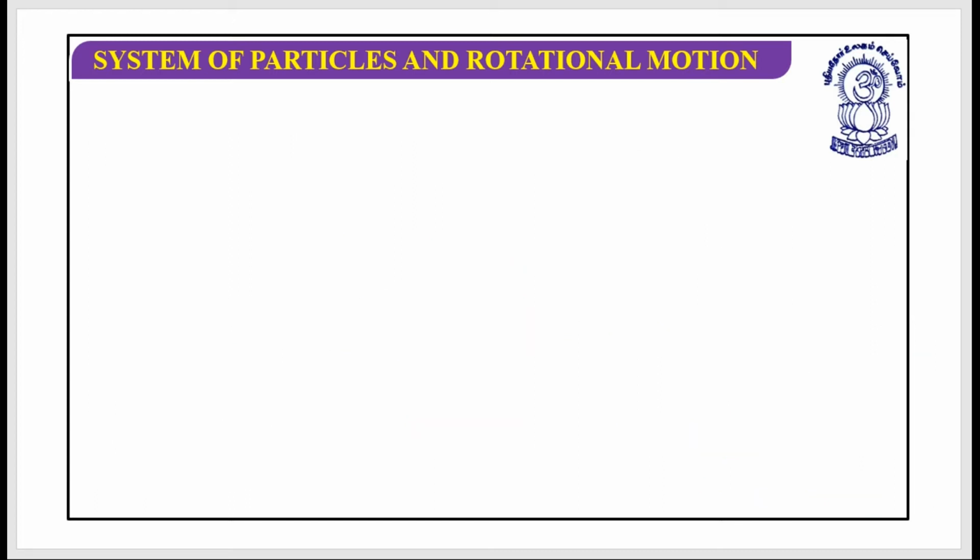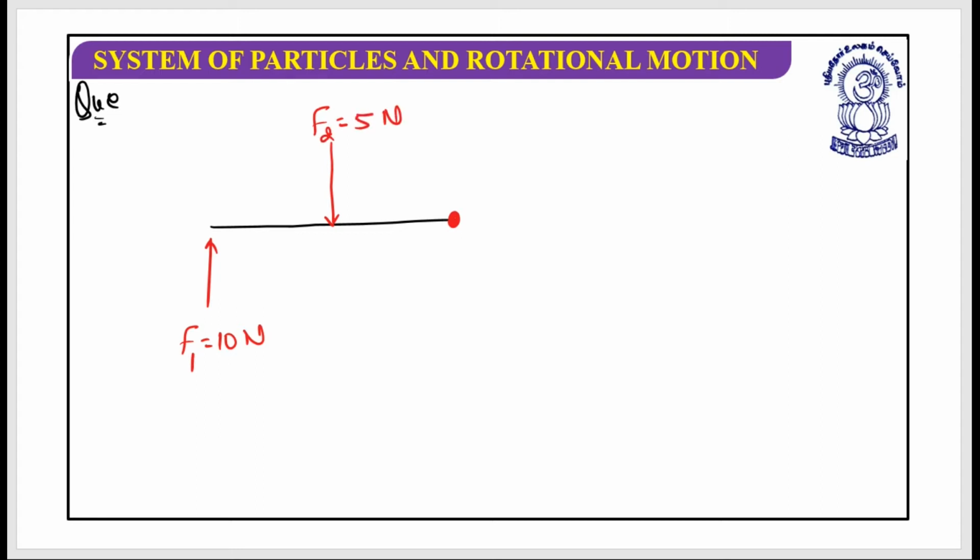Great. Let's work on one more question. Let's suppose this is the rod, and this rod is hinged over here. One of the forces is acting at this point. This is F1, which is 10 Newton. One of the forces is acting at this point. This is F2, which is 5 Newton. One of the forces is acting at this position. This is F3, which is 20 Newton. One of the forces is acting at this point. F4 is, let's say, 10 Newton again.